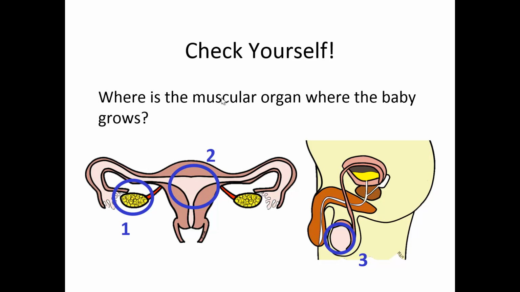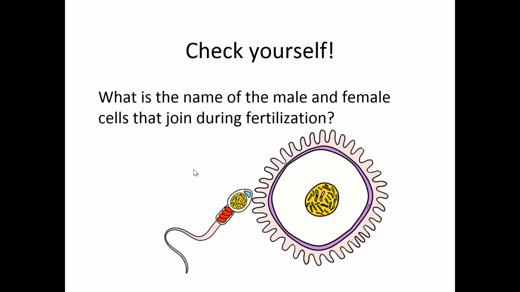Let's go ahead and check yourself. Where's the muscular organ where the baby grows? If you answered 2 here, you're absolutely correct. In this muscular area that's right here, the uterus is where the baby grows. Let's try another. What is the name of the male and female cells that join during fertilization? If you'll remember, the sperm cell is the male reproductive cell, and the egg cell is the female reproductive cell.